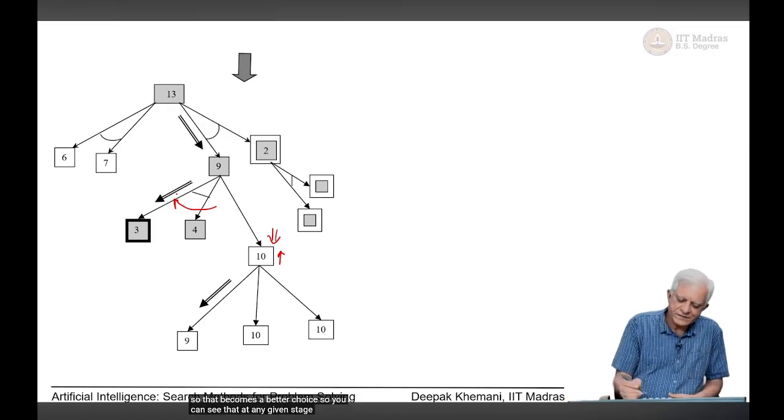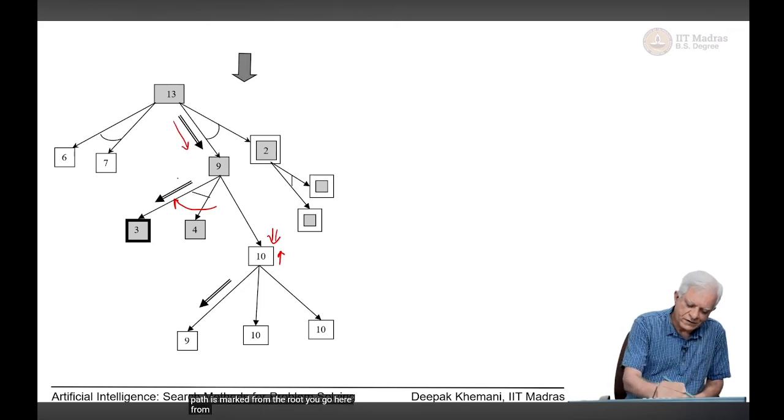So you can see that at any given stage, the best path is marked. From the root, you go here. From this node, you go here. At some point, if you were to shift back to this, then from this node, you would go here.